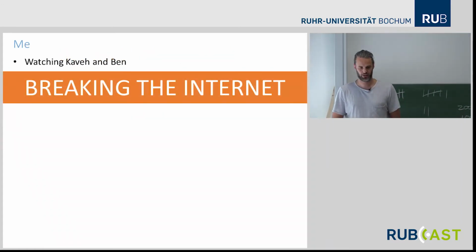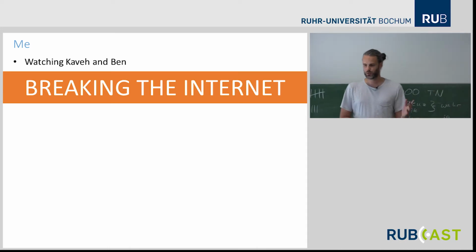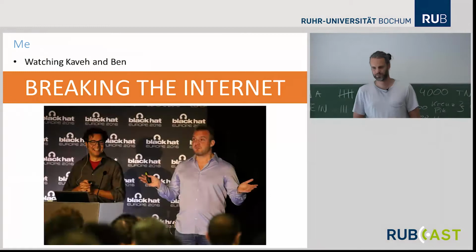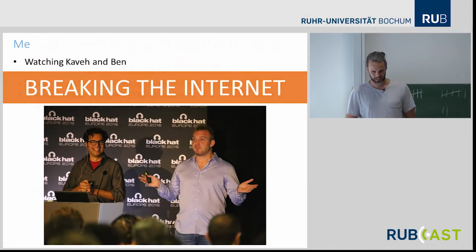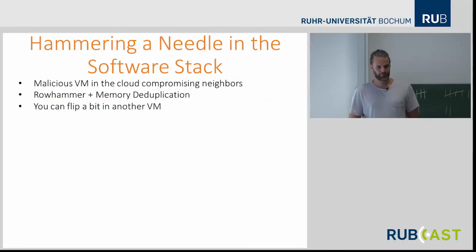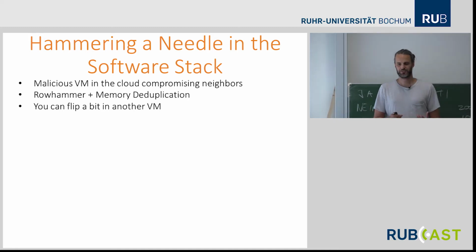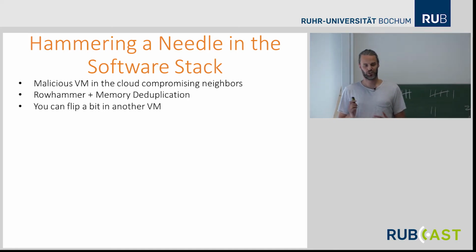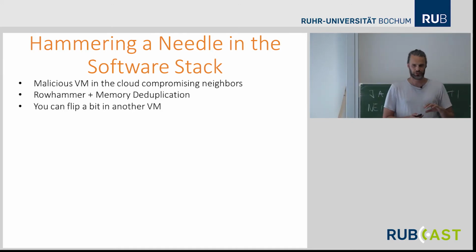It was written by KV and Ben, published at Usenix. Going back to before mid-February, I was watching KV and Ben breaking the internet. Here they are, giving a talk about this at Black Hat Europe. The paper was titled Hammering a Needle in the Software Stack. They have a malicious VM in the cloud that is going to compromise neighboring VMs. They use Rowhammer and memory deduplication to flip a bit in another VM.